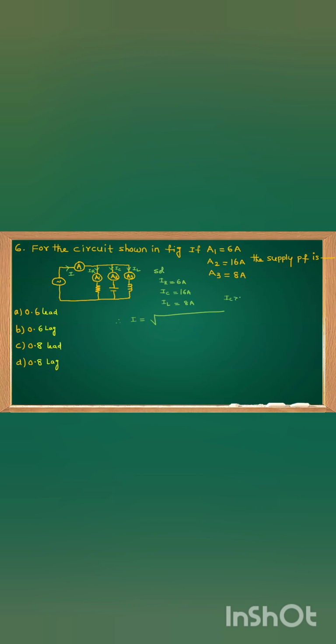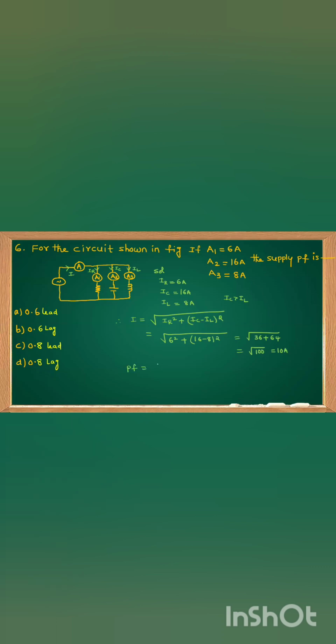Here IC is greater than IL. I equals square root of IR squared plus (IC minus IL) whole squared. IR is 6, so 6 squared plus (16 minus 8) whole squared. This is equal to square root of 36 plus 64, that is root 100. That is 10 amperes.